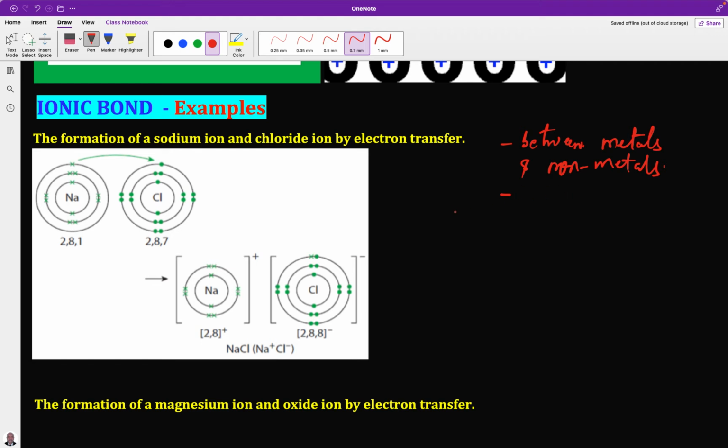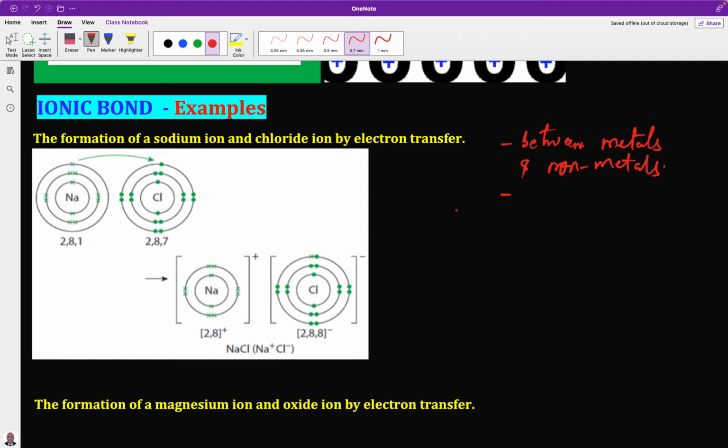And precisely, we can say an ionic bond is the electrostatic force of attraction between oppositely charged ions formed by complete transfer of electrons from one atom, usually the metal, to another, usually the non-metal. The essential words there are electrostatic force of attraction between oppositely charged ions, formed by what? Complete transfer of electrons from one atom, usually the metal, to another atom, which is the non-metal.